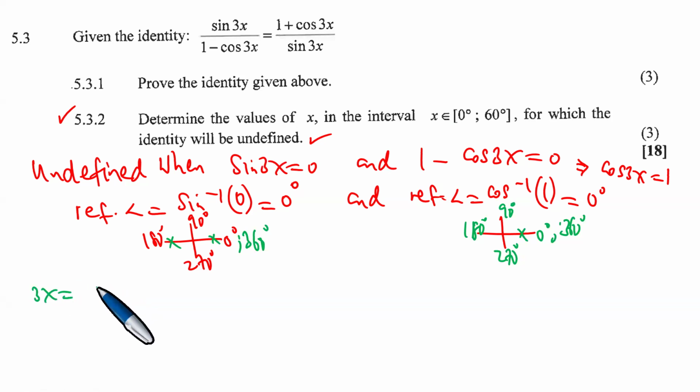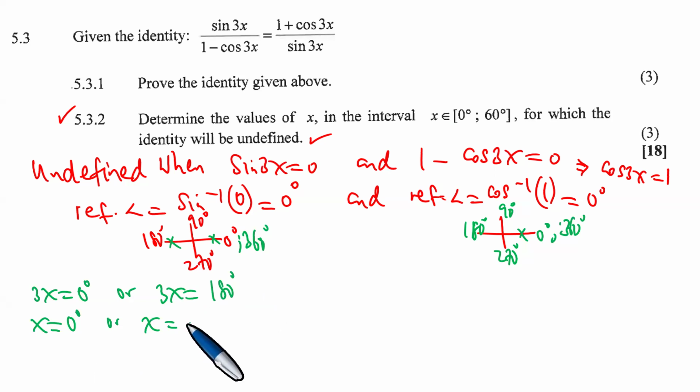We have 3x equals exactly 0 degrees, so we have the sine of 3x equals 0. So we have 3x equals 0 degrees, or we have another case. The sine is 0 in two places: at 0 degrees, but also at 180 degrees. Which means that 3x is 180 degrees as well. We divide both left and right by 3, getting 0 degrees divided by 3, which gives us 0 degrees, or x equals 180 divided by 3, which is 60 degrees.